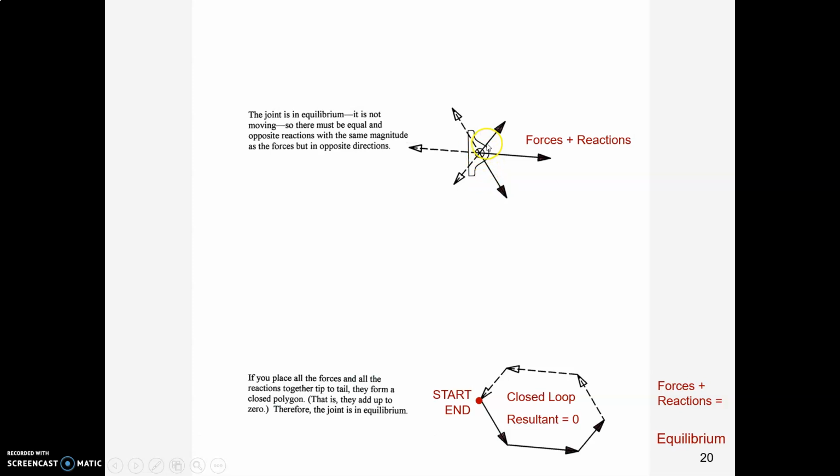But if we take the forces and their reactions, and we put all the forces and all the reactions together, tip to tail, they form a closed loop. In other words, the resultant is 0. In other words, all the forces in the x and y direction or in the slopey direction, all the forces add up to 0, and this thing is in equilibrium.